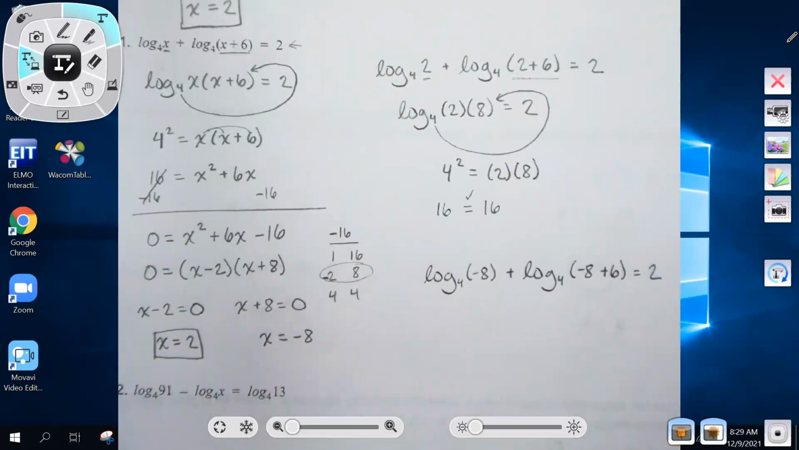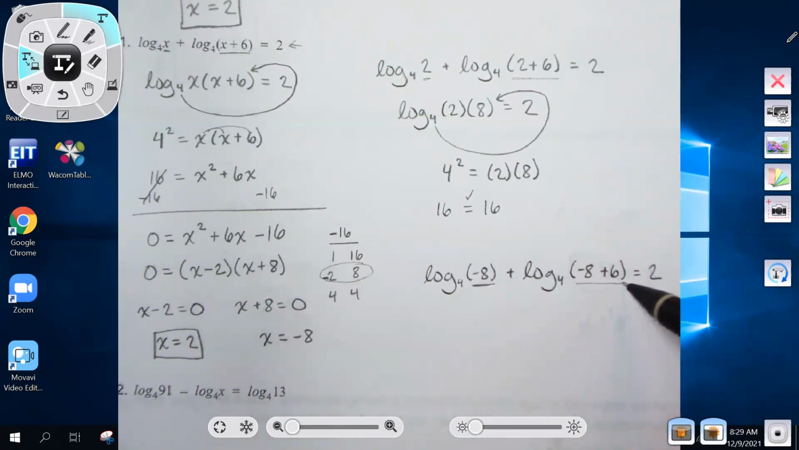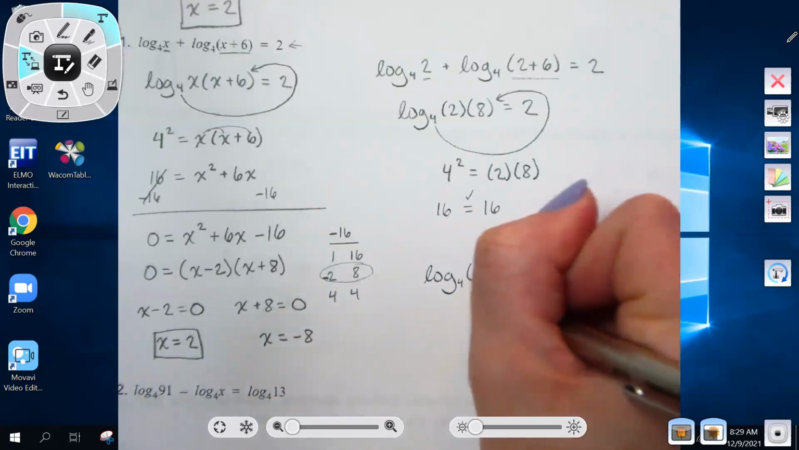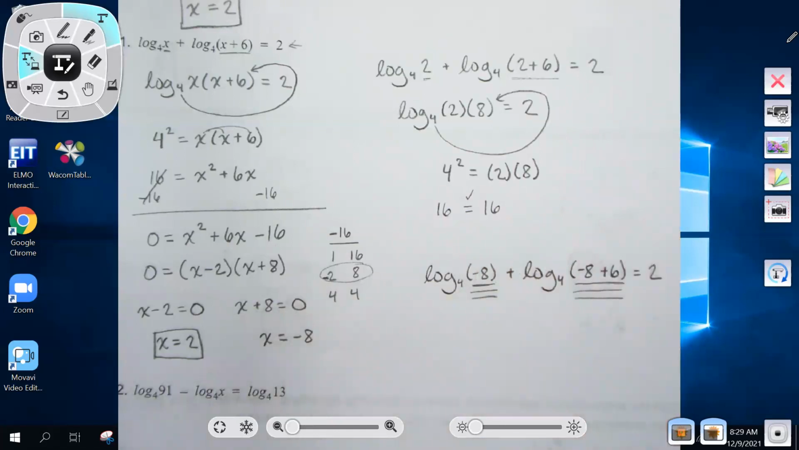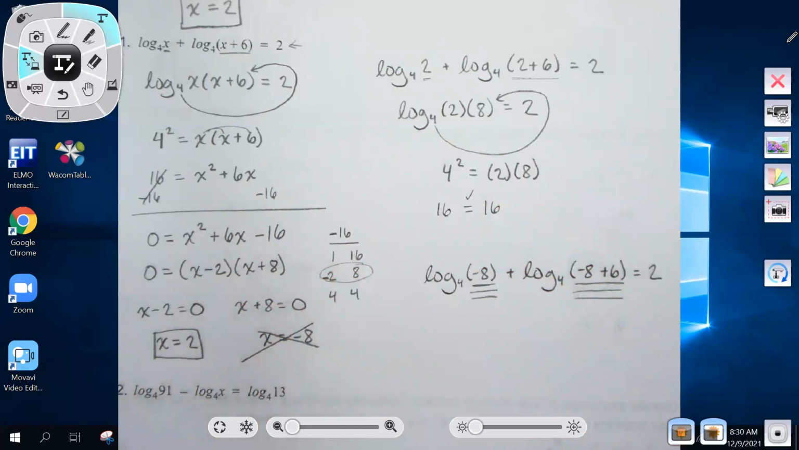Before we continue checking, we have to make sure that there's no negatives where we're not allowed to have a negative. Right here we have a negative 8. And right here we have negative 8 plus 6, which is going to be a negative 2. So for those reasons, we cannot continue to check this. We go ahead and cross negative 8 out as a solution.